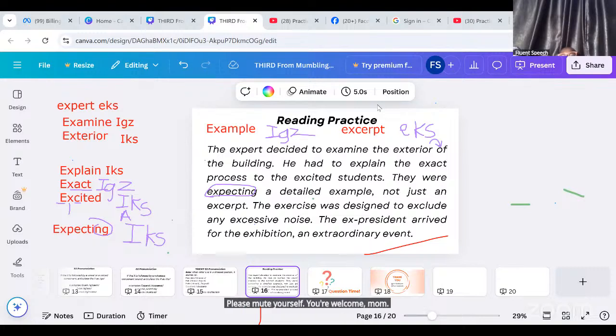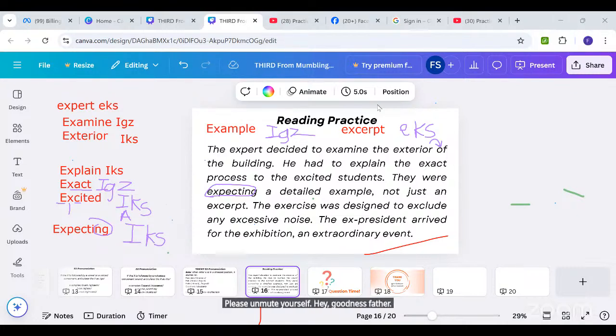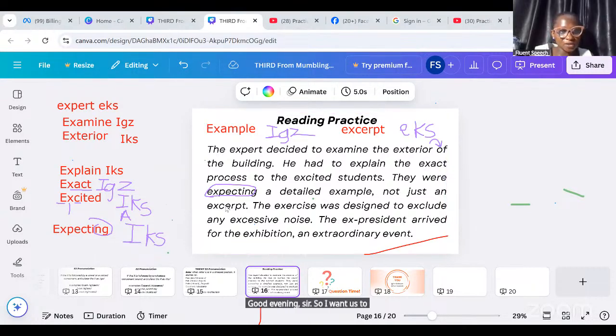Clue, please unmute yourself. Good evening, ma. Good evening, sir. So I want us to work on the next sentence.